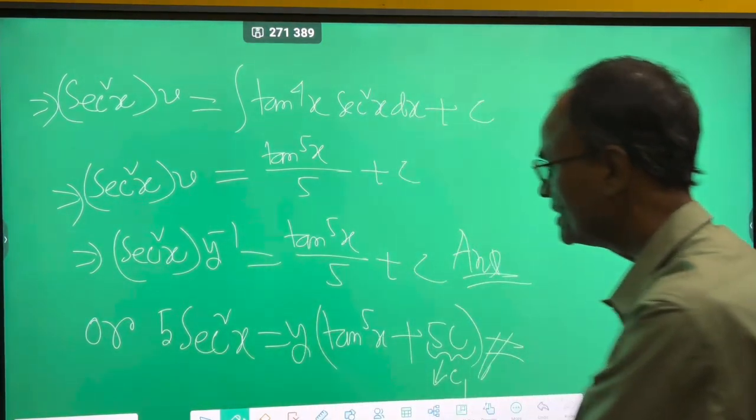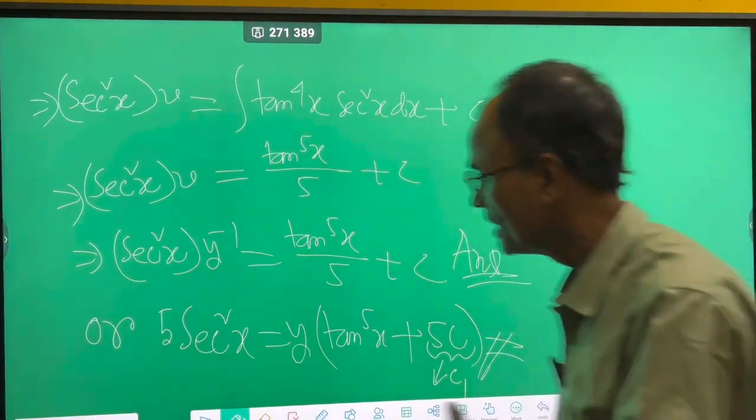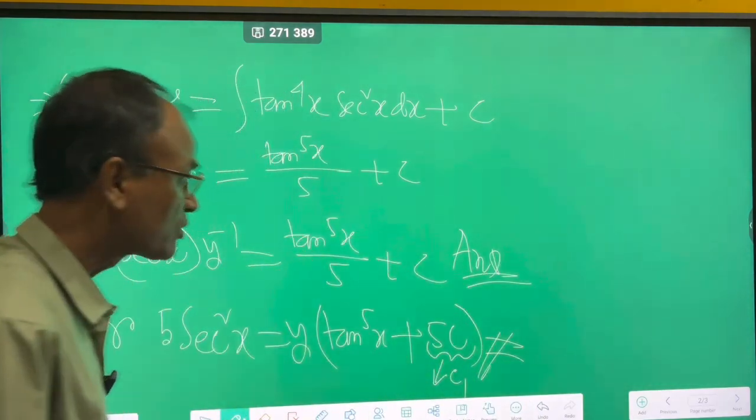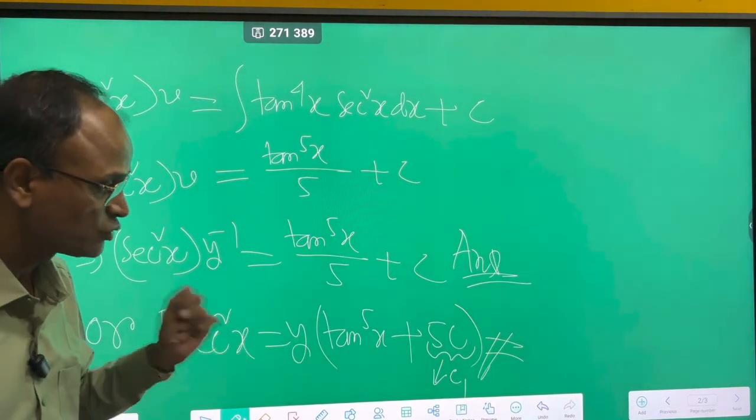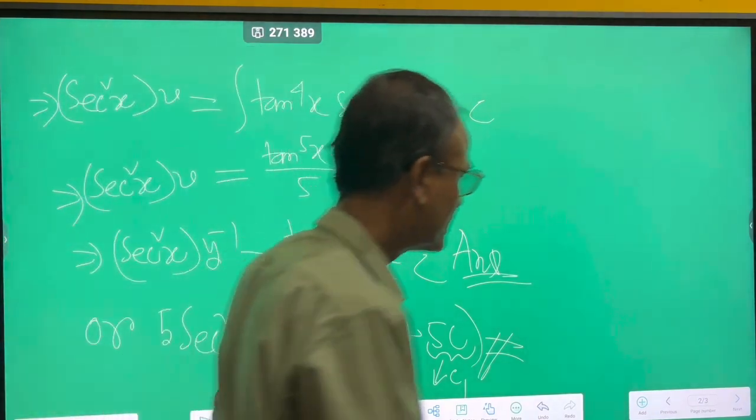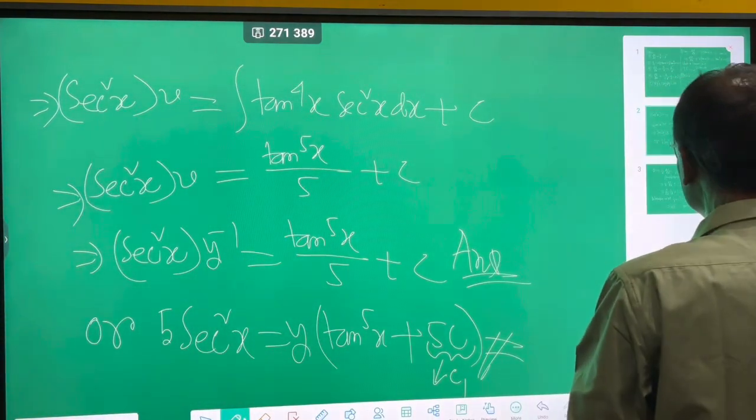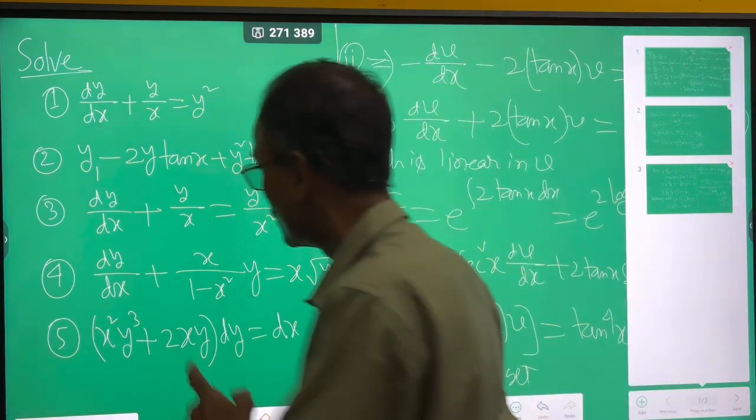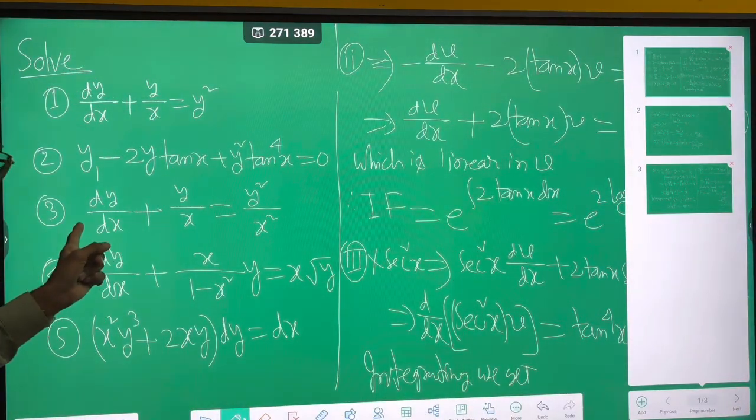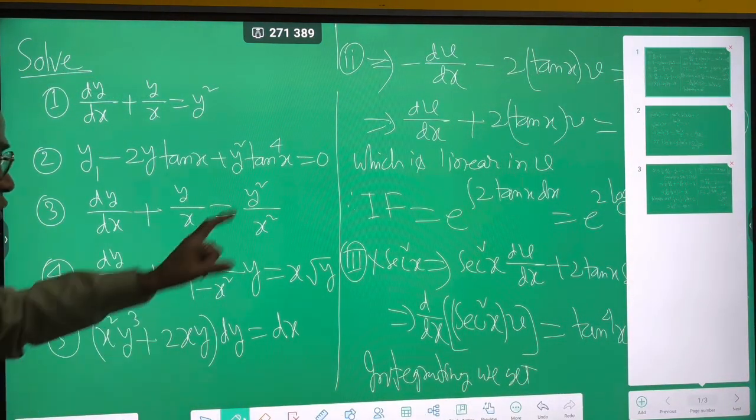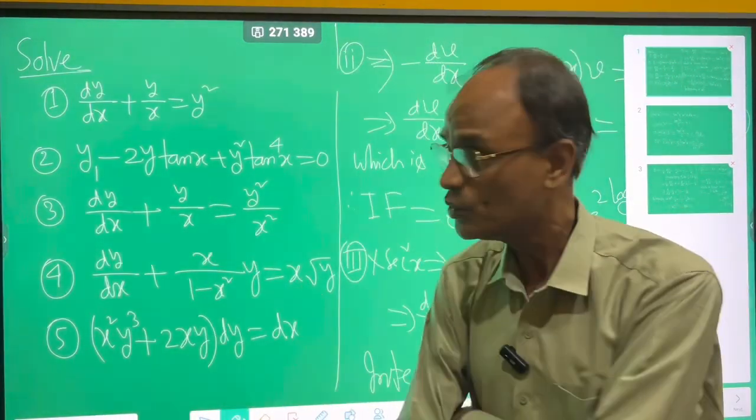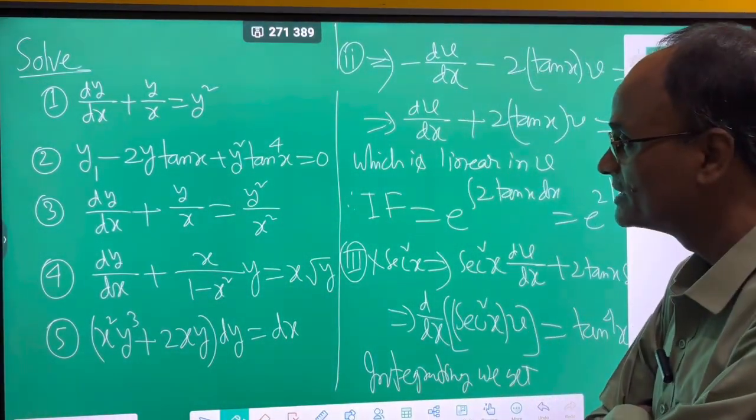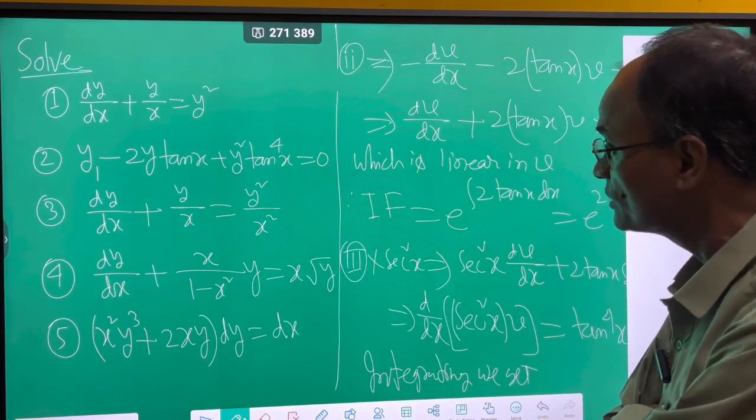And you see, we have solved question number 2. Now, what is question number 3? dy by dx plus y by x equal to y square by x square.